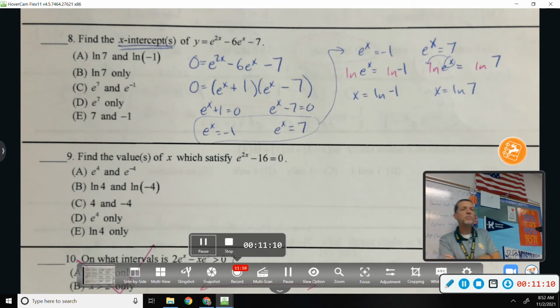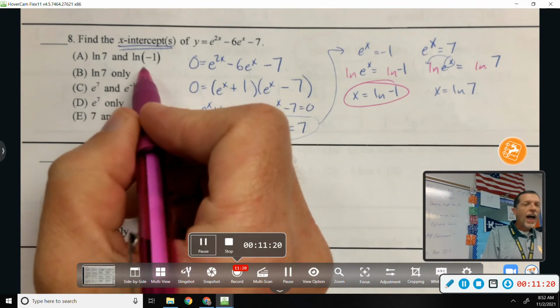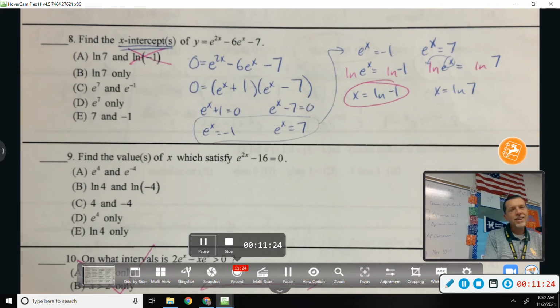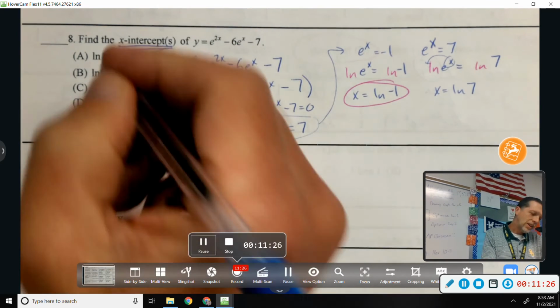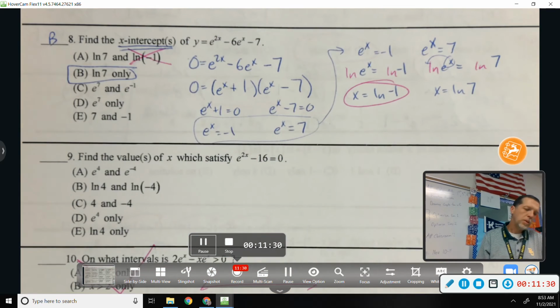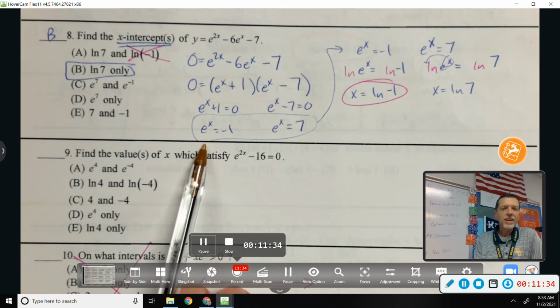So why is it not A when I clearly just did all the work and got... Is there a -1 there? Can't do that. I can't take the log of a negative number. So I should be able to tell from the very beginning that it can't be A, because I can't do the natural log of -1. So it's B.